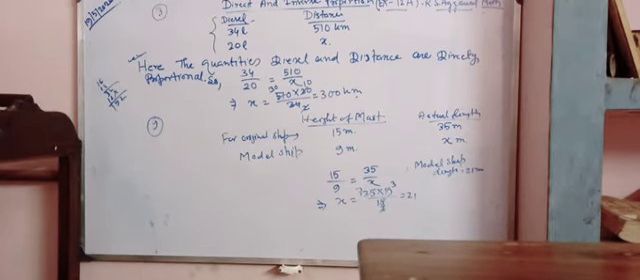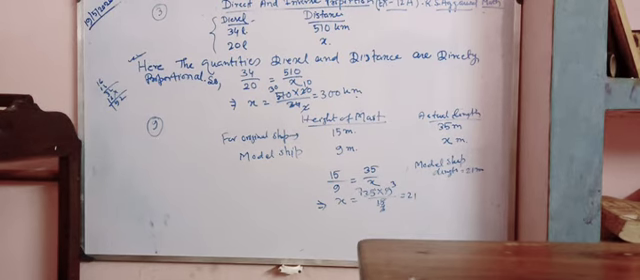In 8 days the earth picks up 6.4 into 10 to the power 7 kg of dust from the atmosphere. How much dust is picked up in 15 days? So that is also a direct proportion. Next, come to another question.